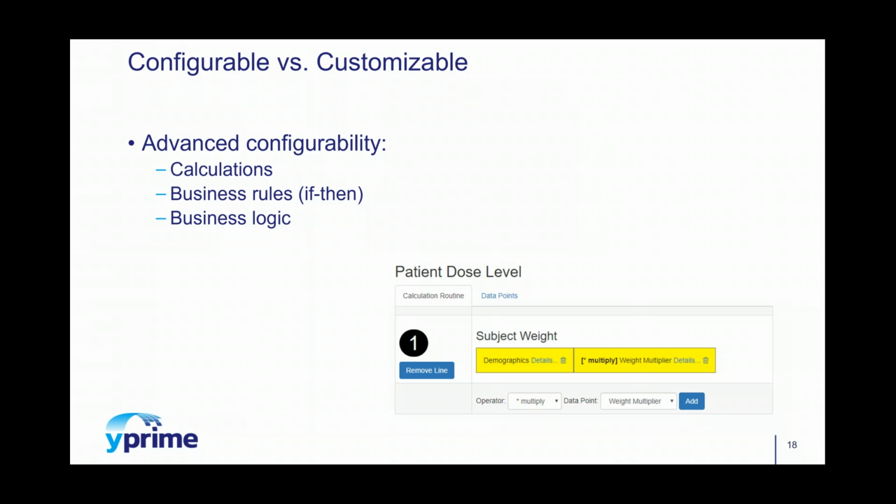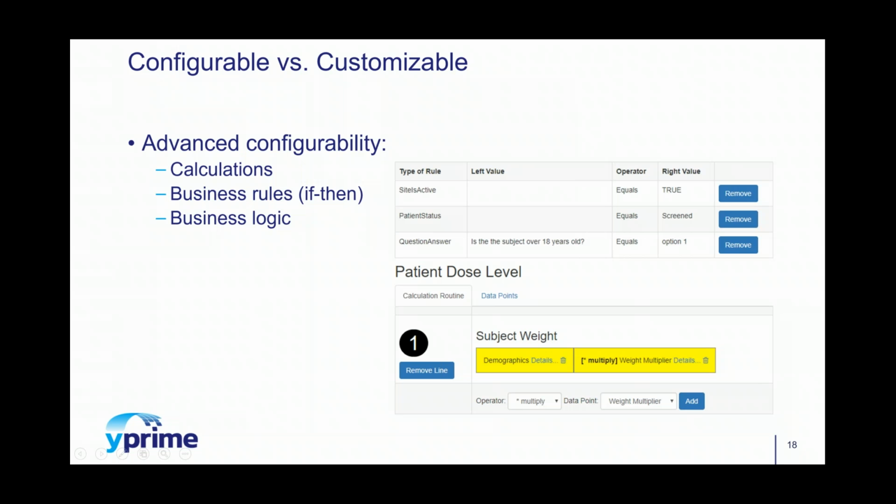Y Prime's calculation module is incredibly powerful and able to take things like demographics collected from the screening form, multiply them by different values that are constants on the back end of the system, and manage things like weight-based dosing, which is very common in today's clinical trials. Beyond that, Y Prime has built a business rules engine that allows us to compare values and determine functionality. Again, this is the if this, then that.